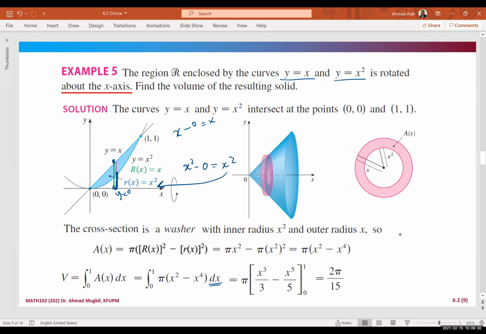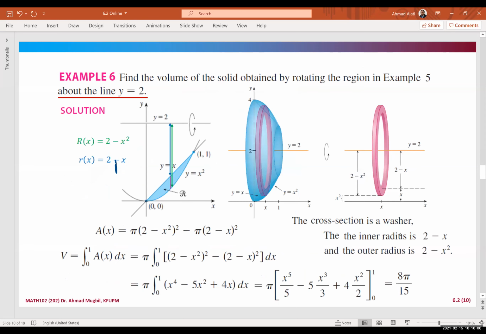Of course, why is the cross section here a washer, Shabab, not a disk? If you look at your region, is the x-axis a boundary for this region? It is not. There is a gap here, this space between the region and the x-axis. So because of that, we will have a washer, not a disk. It is important to decide whether your cross section is a disk or a washer.